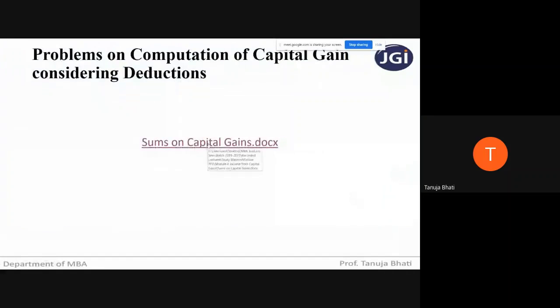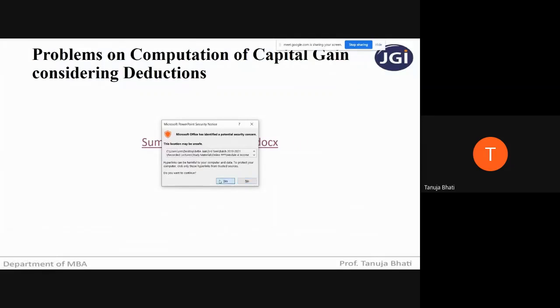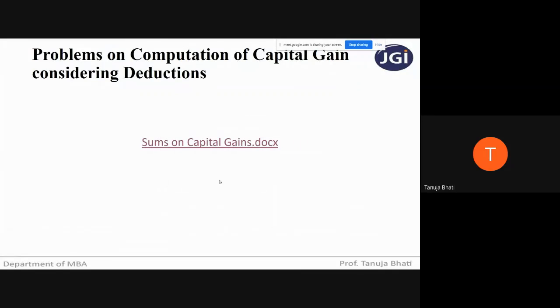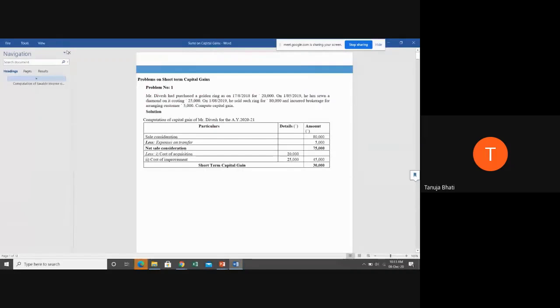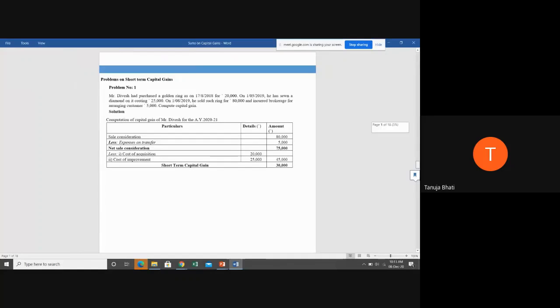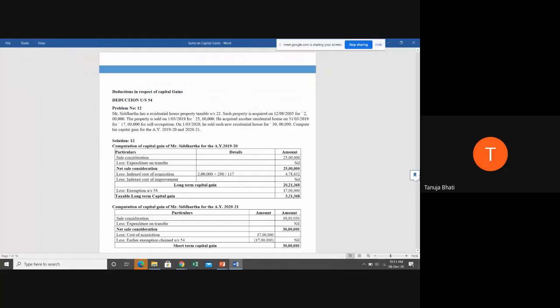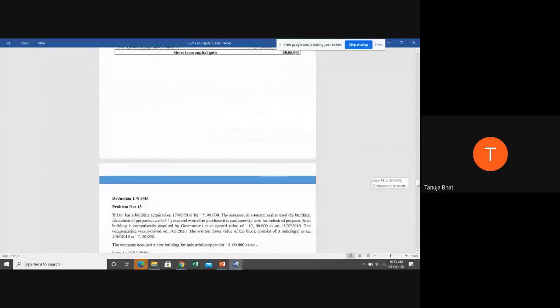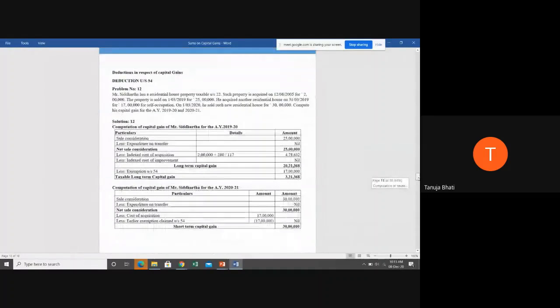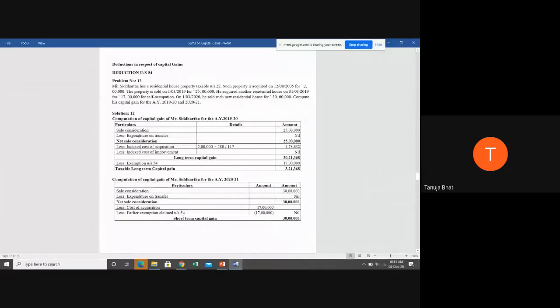Next, let us see problems considering deductions under computation of capital gains. Okay, students, let us start.